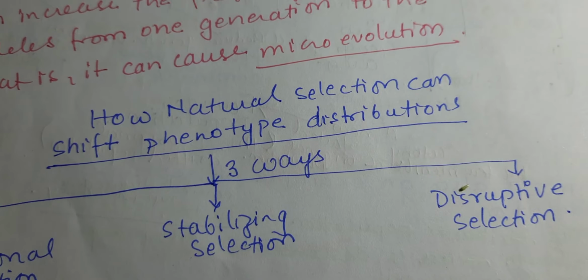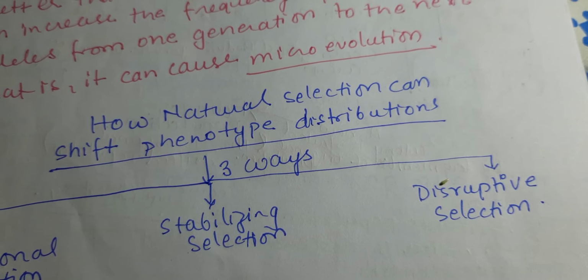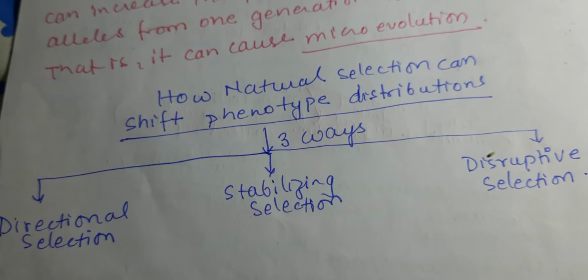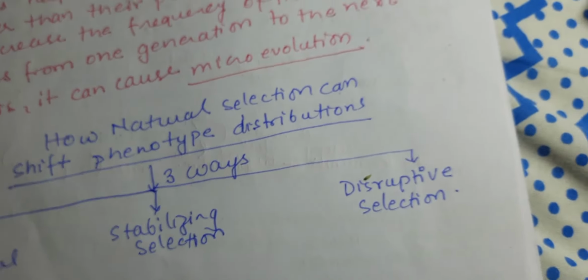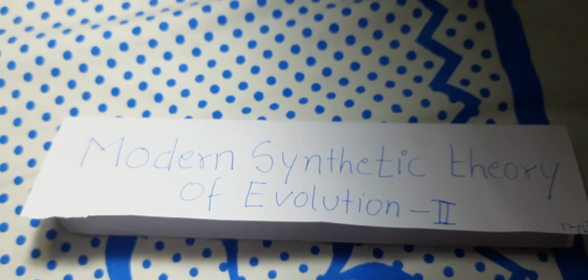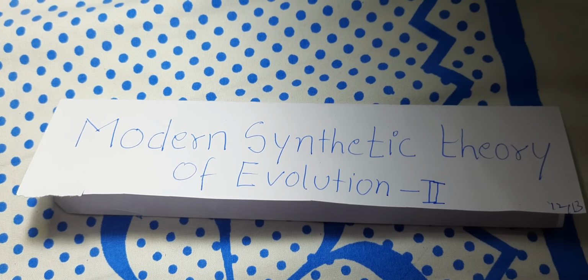So how does natural selection shift phenotype distribution? There are three different ways: directional selection, stabilizing selection, and disruptive selection. So we'll be discussing these three different natural selection types in the next video.